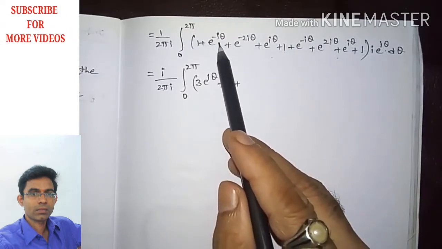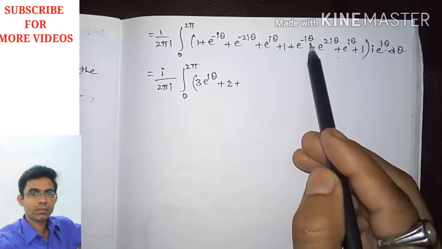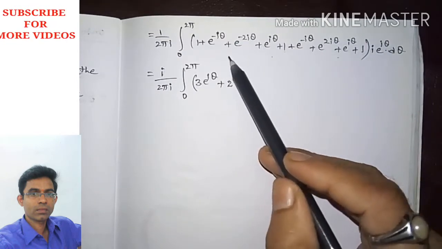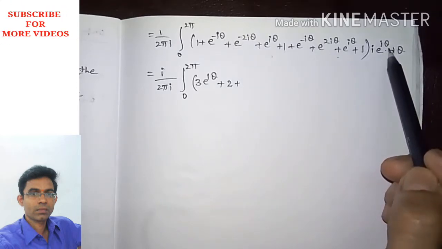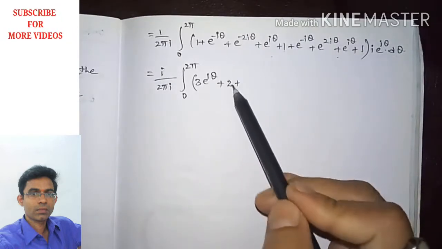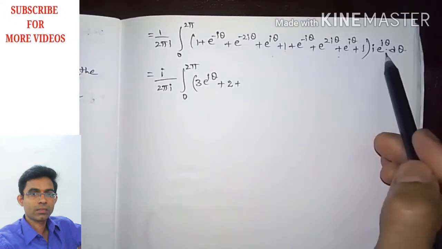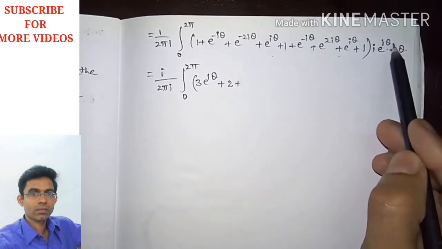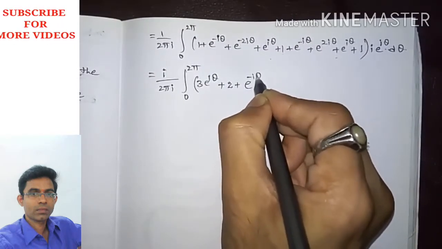Plus here we have e^{-iθ} plus e^{-iθ}, that means 2 times e^{-iθ} into e^{iθ}. So that value is equal to 2, because minus iθ plus iθ means e^0, and e^0 is equal to 1. So it gives only 2. Plus the next term is e^{-2iθ} into e^{iθ}, so the power is minus 2iθ plus iθ, which gives e^{-iθ}.